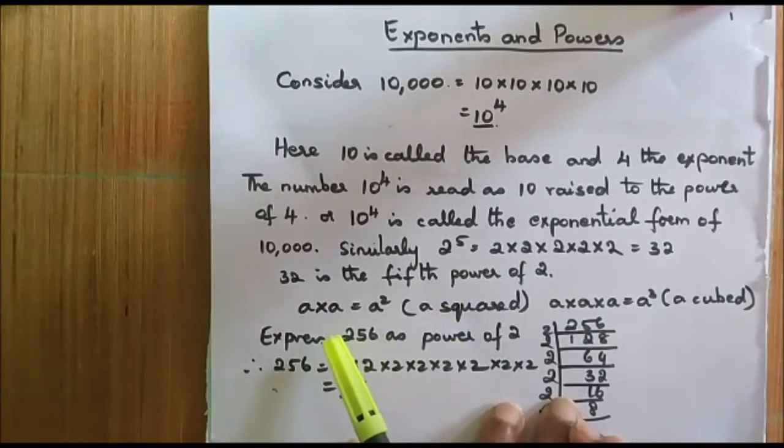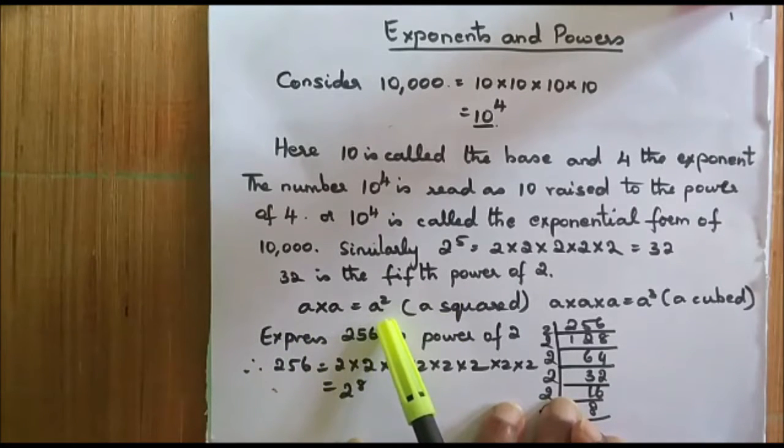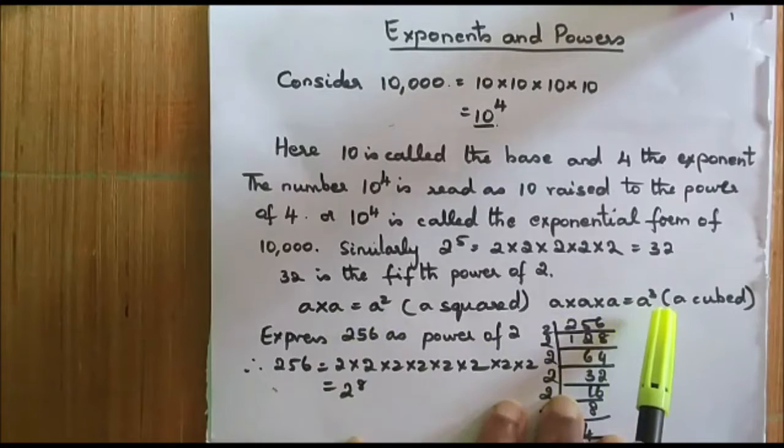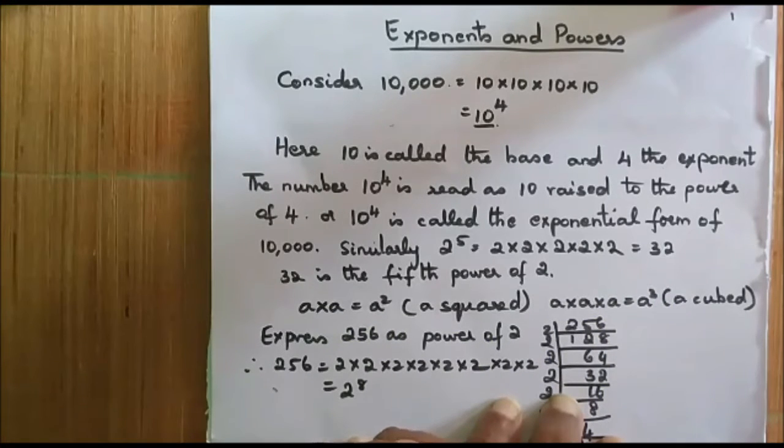Okay. Now, we can generalize this: a into a is equal to a squared. So, this is called a squared. Similarly, a into a into a is a cubed. So, when the power is 2, we call it a squared, and when the power is 3, we call it a cubed.